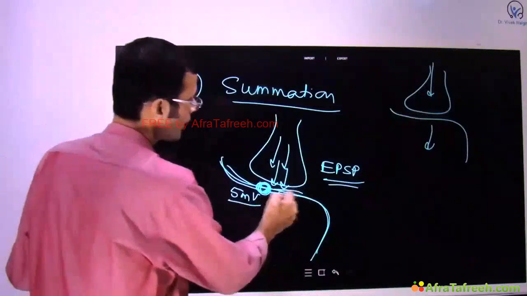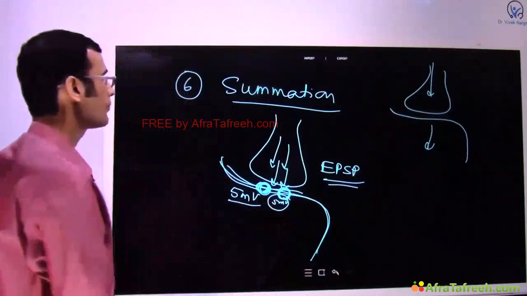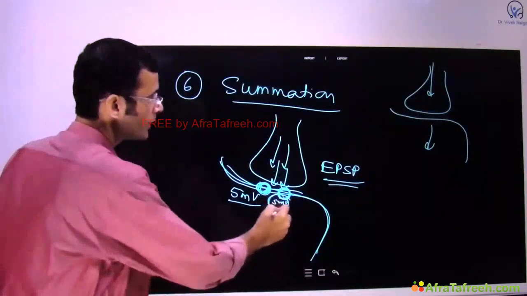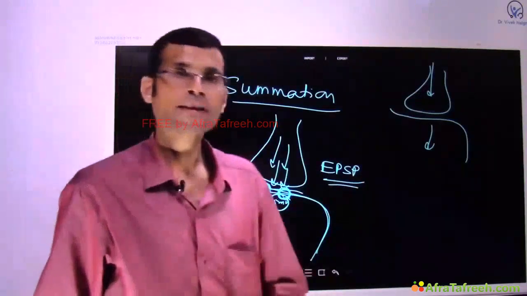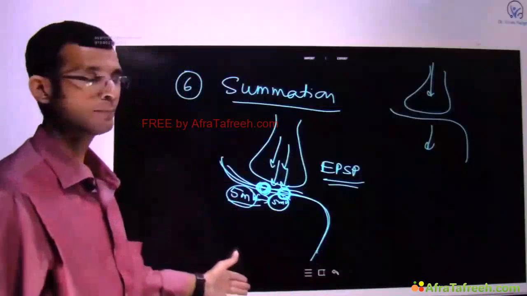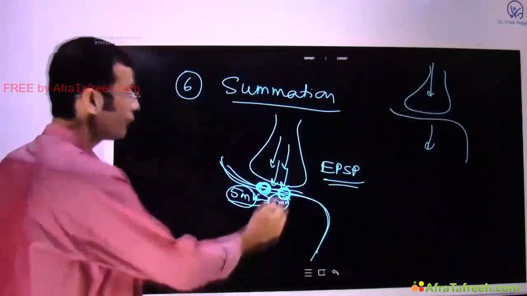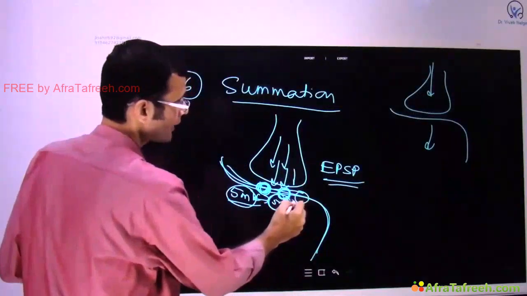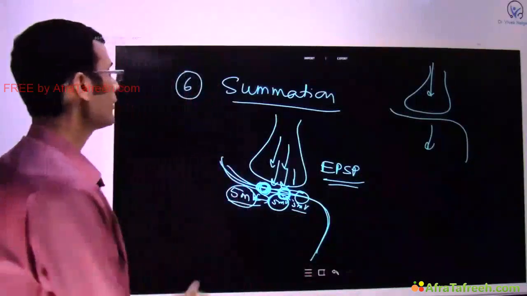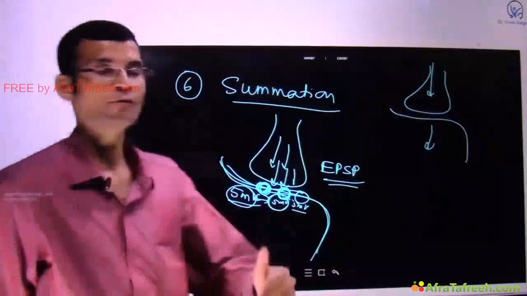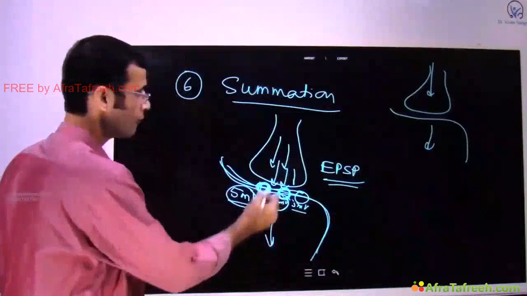But imagine one more impulse comes and one more 5 millivolt depolarization is created locally. Then this is another EPSP which will be added to the first one. This addition is called summation. So 5 plus 5, it will be a 10 millivolt depolarization. If one more impulse comes and generates one more 5 millivolts of excitatory postsynaptic potential, then it will be added to the previous one. Now 15 millivolt depolarization. Now the neuron will reach threshold and develop one action potential.